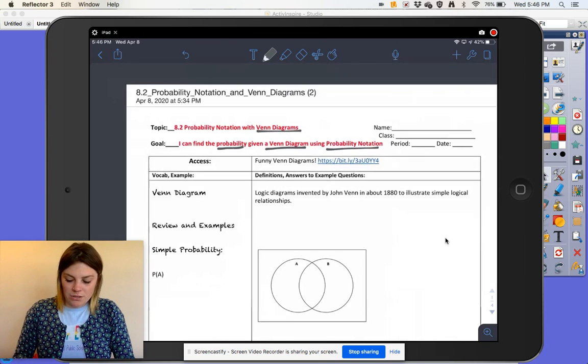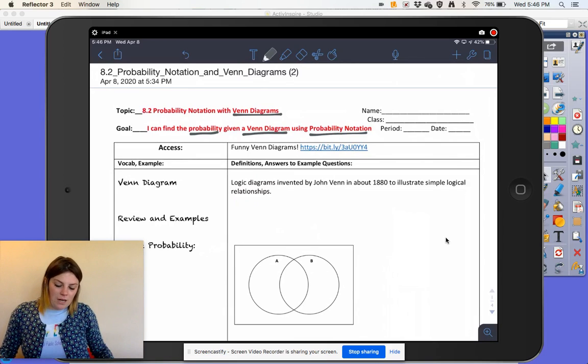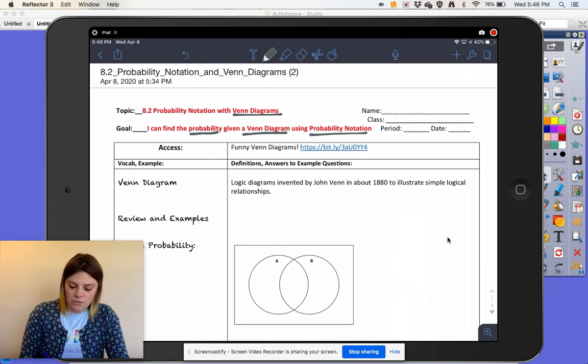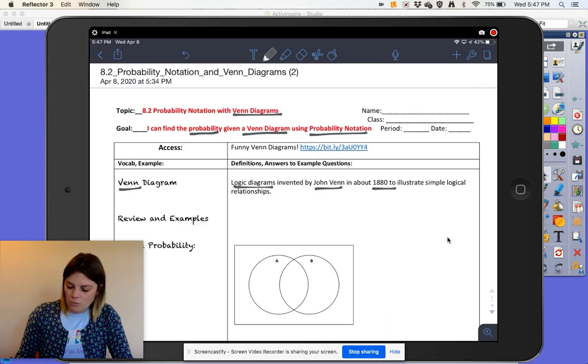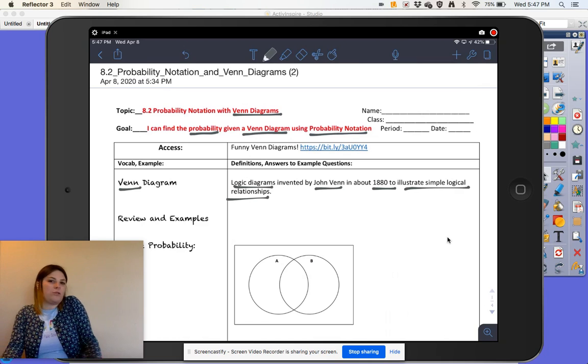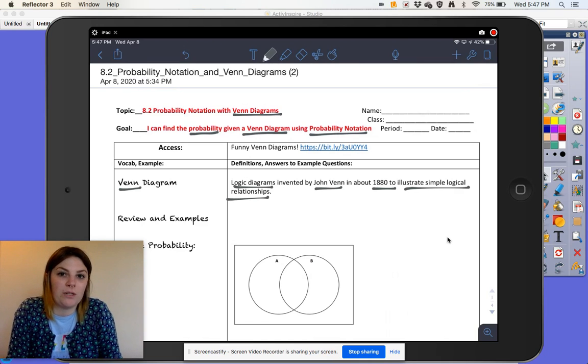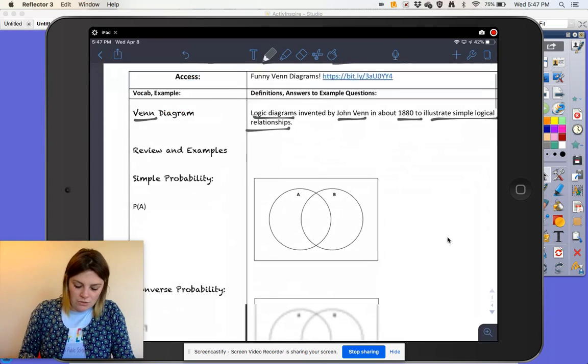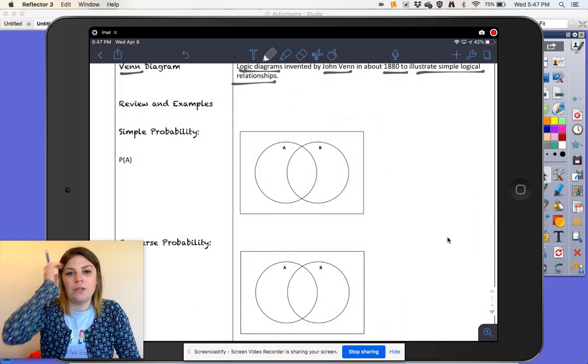So what we're gonna do is talk about, well, what is a Venn diagram? A Venn diagram is a logic diagram invented by John Venn, that's why it's Venn, a while ago. It illustrates simple logical relationships, so it's kind of a big deal. You can draw a picture of something that's hard to explain with words. Very, very useful. So let's do the most simple probability.